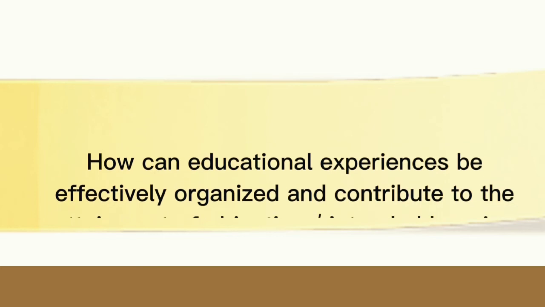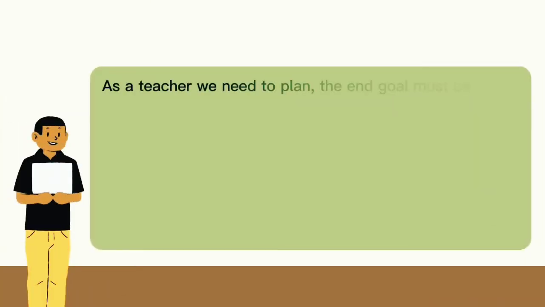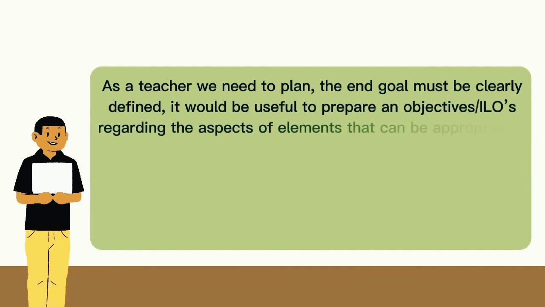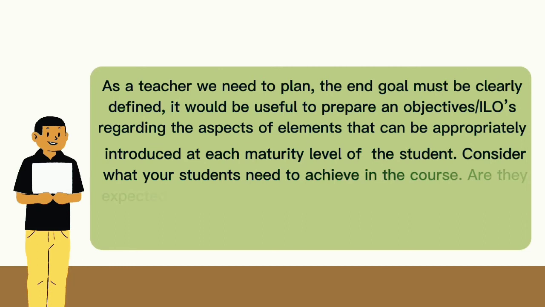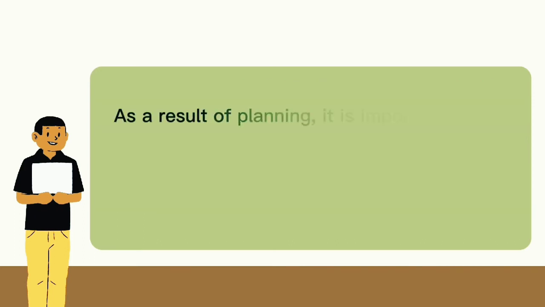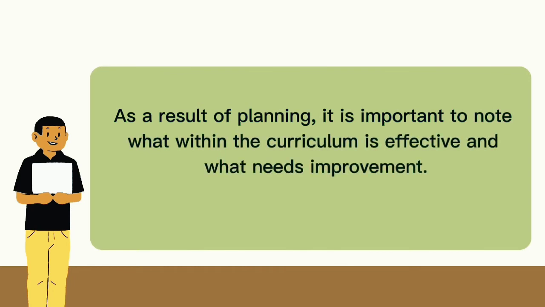How can educational experiences be effectively organized and contribute to the attainment of objectives or intended learning outcomes? As a teacher, we need to plan. The end goal must be clearly defined. It would be useful to prepare objectives or intended learning outcomes regarding the aspects or elements that can be appropriately introduced at each maturity level of the student. Consider what your students need to achieve in the course. Are they expected to simply comprehend the text, or do they need to analyze it? As a result of planning, it is important to note what within the curriculum is effective and what needs improvement.